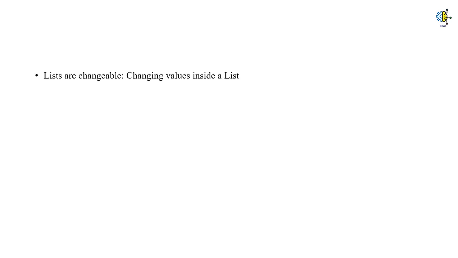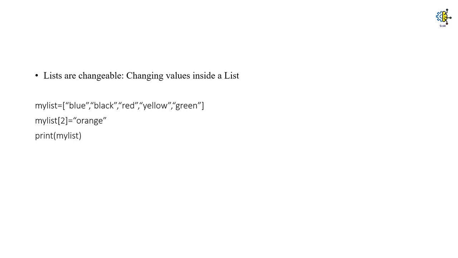List values are changeable. For example, here is my list which stores the values blue, black, red, yellow and green. I can change the value stored in index 2 as follows. So I say MyList[2] = orange. Now if I print my list, the output would be blue, black, orange, yellow, green. So you can see that the value stored at index 2 was initially red, but now it has been changed to orange.